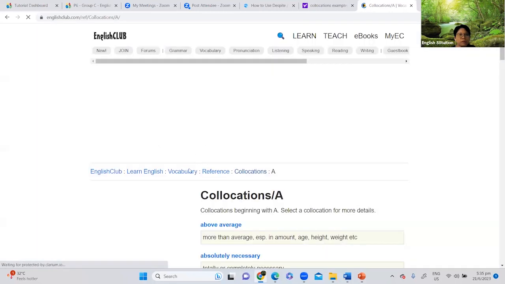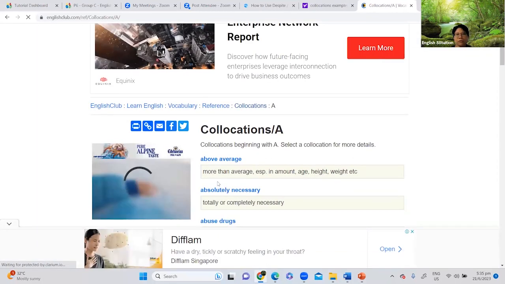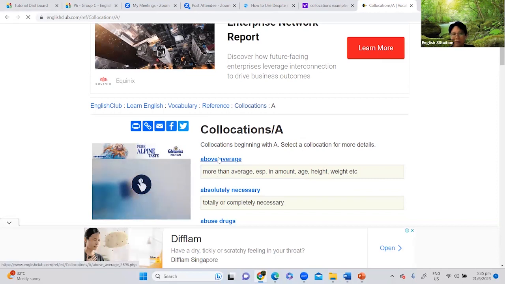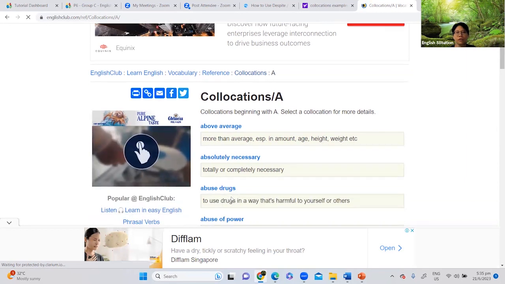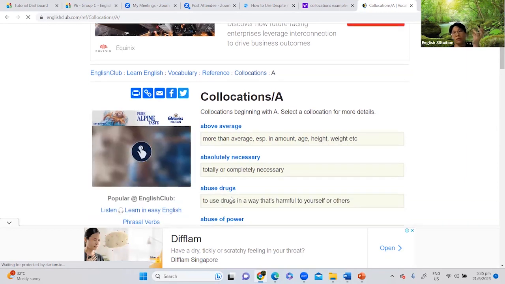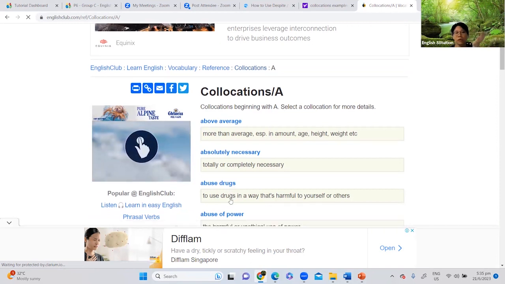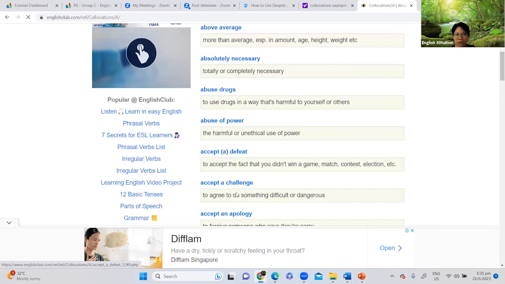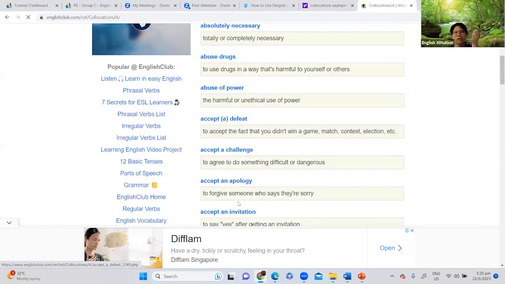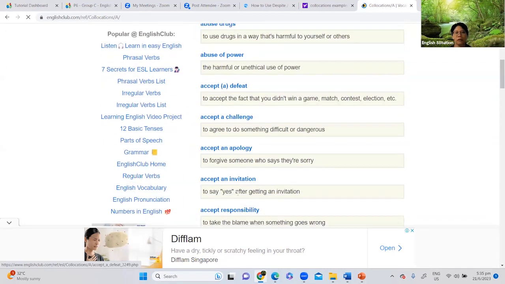So, above average. We know the word above average means you are slightly above, better than the average people. Absolutely necessary. Abuse drugs. So these are words that we normally use. They would come together. Abuse of power, accept defeat, accept a challenge, accept an apology. So there are many words in English, accept responsibility, that are collocations. Basically, the words come together.